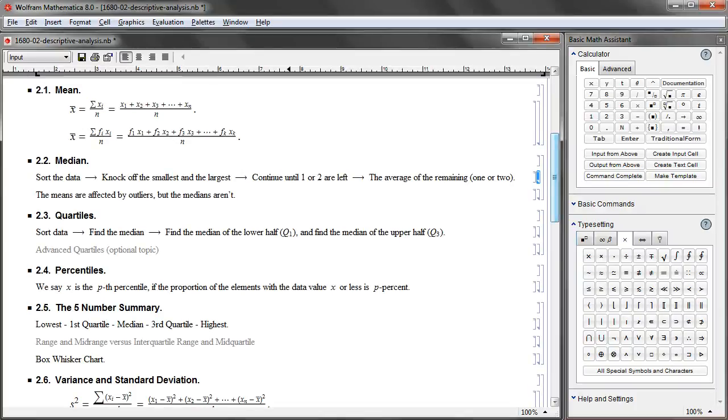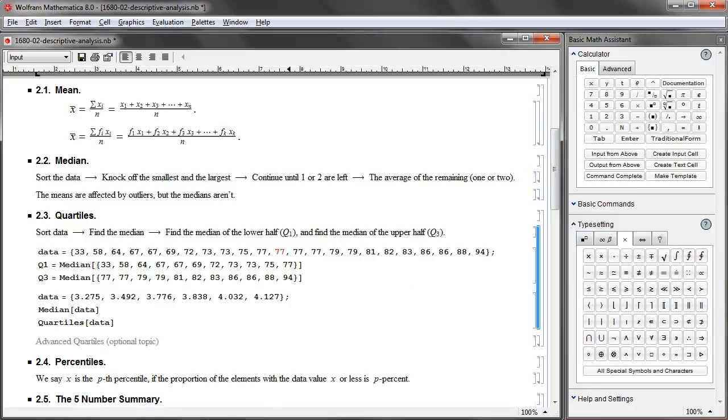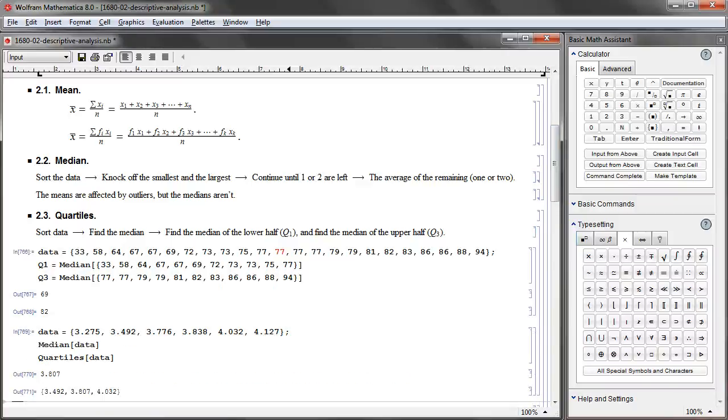Instead, let's go over to something important. Quartiles. What is a quartile? It's kind of like median, but repeated. Here's a mechanism to find out a quartile. Here's a data set, and then, well, knock off the smallest and largest, smallest and largest, smallest and largest, throw everything away, and what's left is the median.